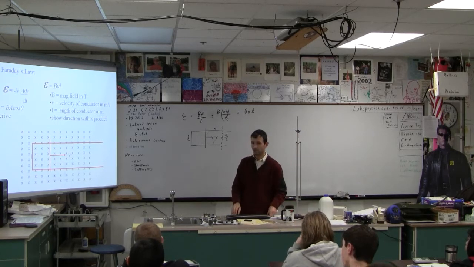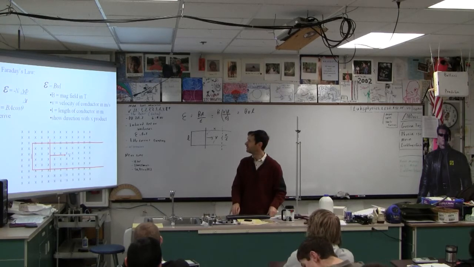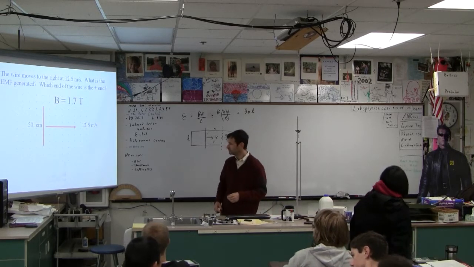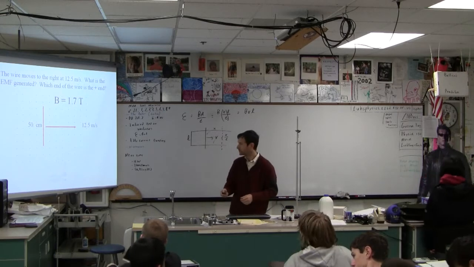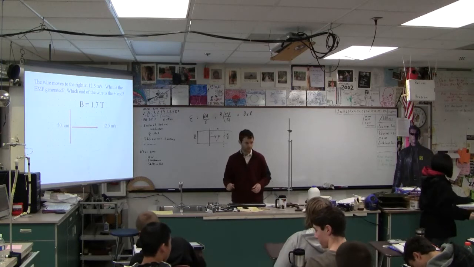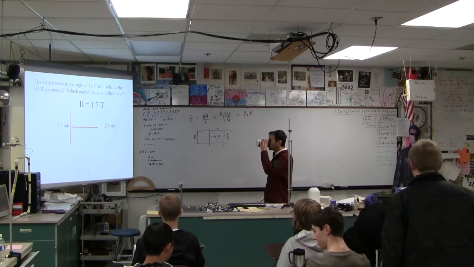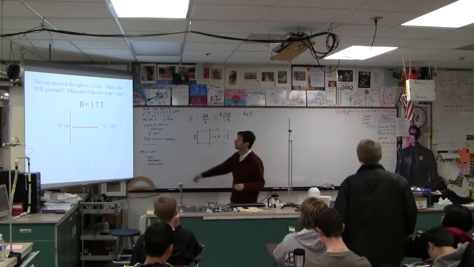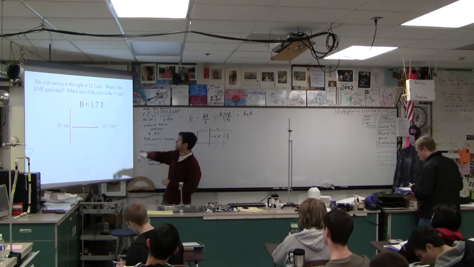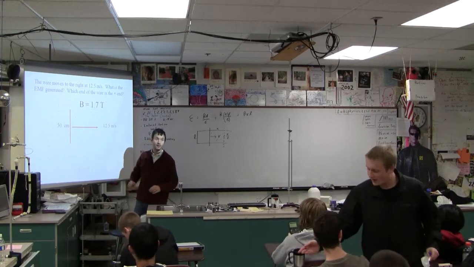I think you guys should try some of these. Okay, the wire moves to the right at 12.5 meters per second. What is the EMF generated? You've got the magnetic field and the length of the wire. It's in centimeters, which is a little bit tricky.